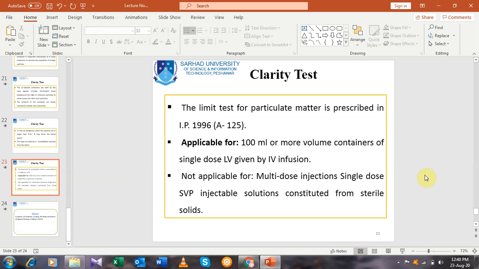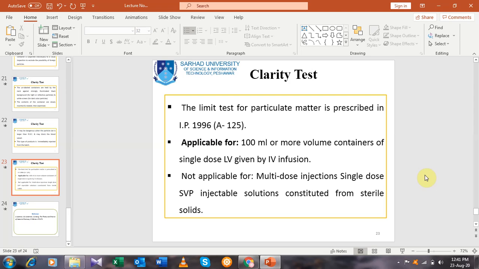The limit test for particulate matter is also prescribed in IP, that is International Pharmacopoeia 1996. It is mentioned how much particulate matter, that is, how many particles are there and what is the limit of particles, and it is applicable for 100 ml or more volume containers of single dose or large volume given by intravenous infusion.